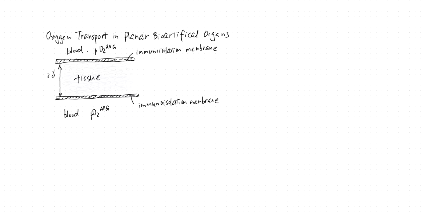So two delta is the thickness of the planar artificial tissue. So you have cells in the tissue. And since there is no blood within the tissue, if the tissue wants to get oxygen, it must get it from the environment.